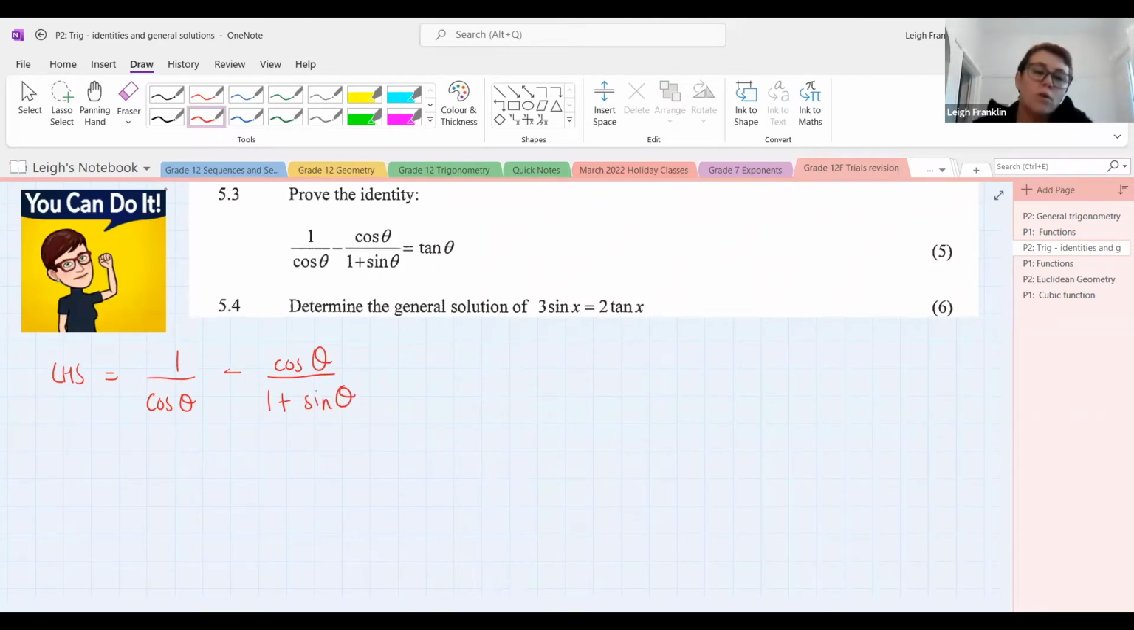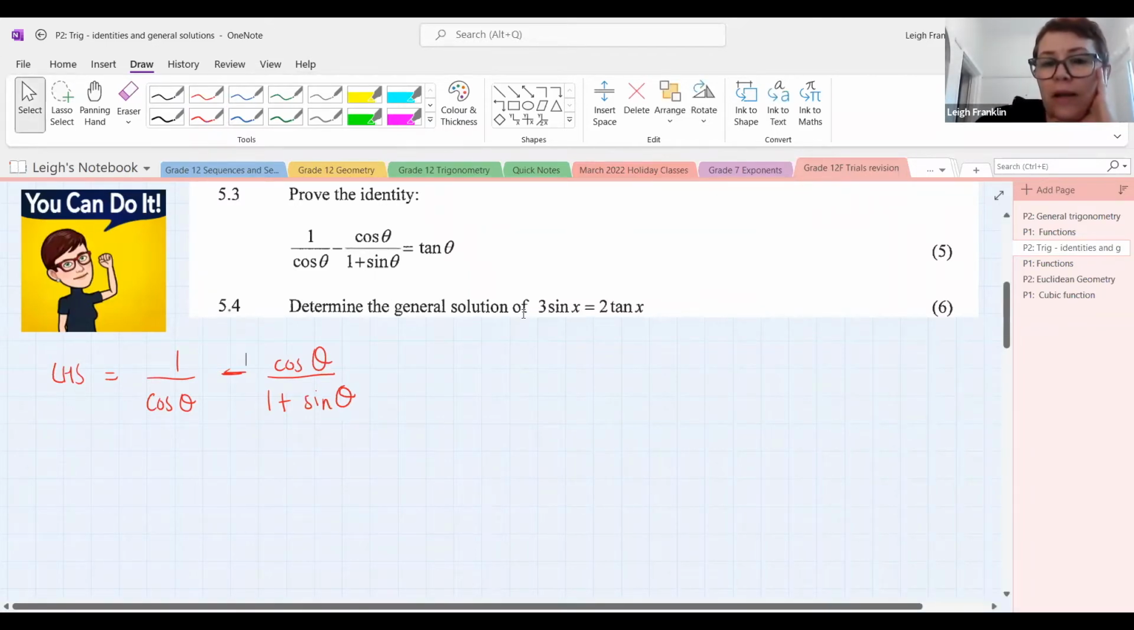Okay, so what are we trying to do here? What are we working with? I mean, I know we're working with trig, but these trigonometric expressions, what are they in the form of? Can anybody tell me?